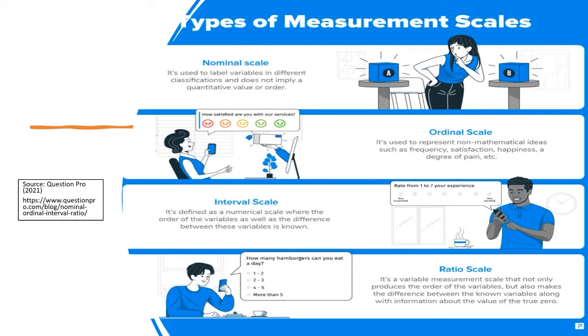I want you to look at that example. How many hamburgers can you eat in a day? There's an obvious mistake in that scale, because one says 1 to 2, and the second button also says 2 to 3. So if I eat 2 hamburgers a day, which one do I mark? That is an example of a mistake in a questionnaire.